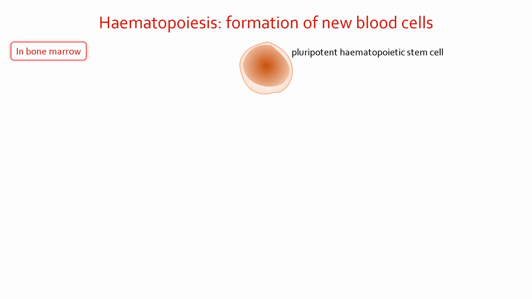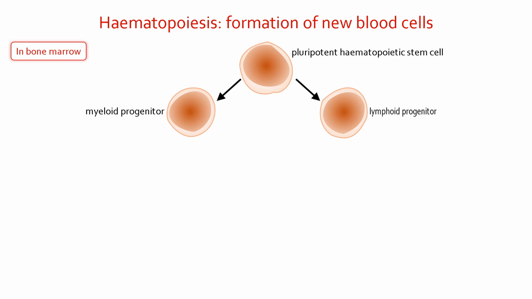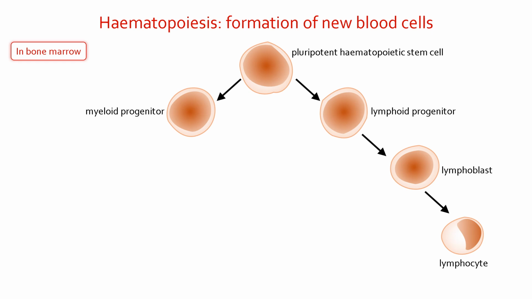So, what are blood cells and where do they come from? The formation of blood cells is termed haematopoiesis, and it takes place in the bone marrow. It begins with a pluripotent hematopoietic stem cell. This name means that it has the potential to differentiate into any blood cell type. It first differentiates into a progenitor cell or starting cell for either of 2 cell lineages, the myeloid line or the lymphoid line. The lymphoid progenitor then becomes a lymphoblast before maturing into the fully formed lymphocyte.